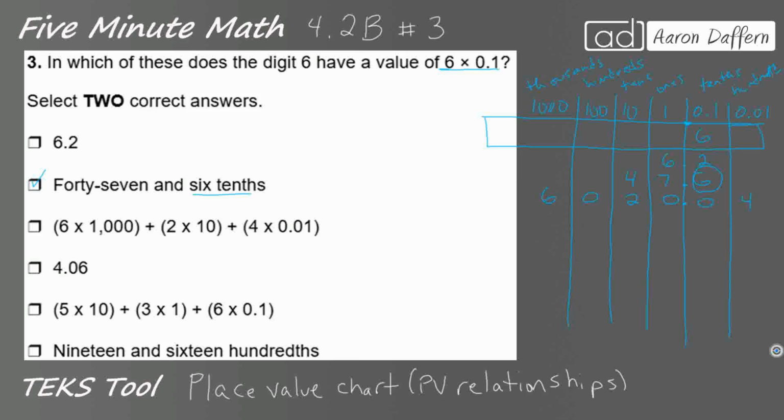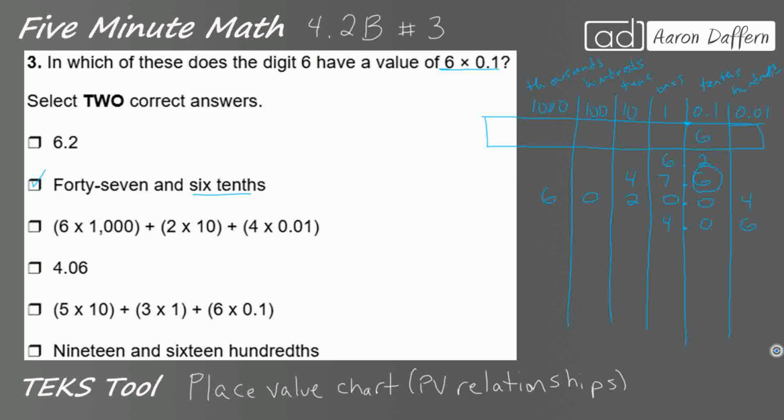All right, this fourth one is 4.06. 4 and 6 hundredths. So we put that there. You notice my 6 is close. It's at least a decimal, but it's the wrong decimal. I need it in the tenths place, not the hundredths place, so it is not that one either.